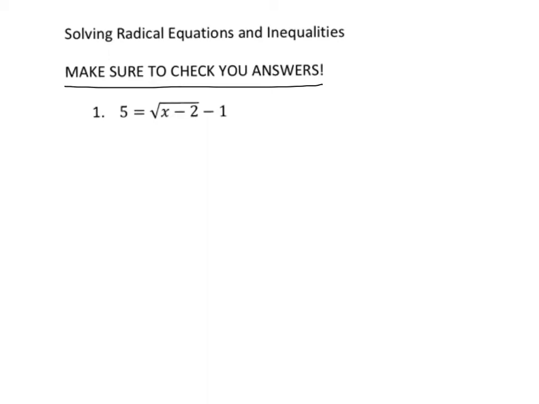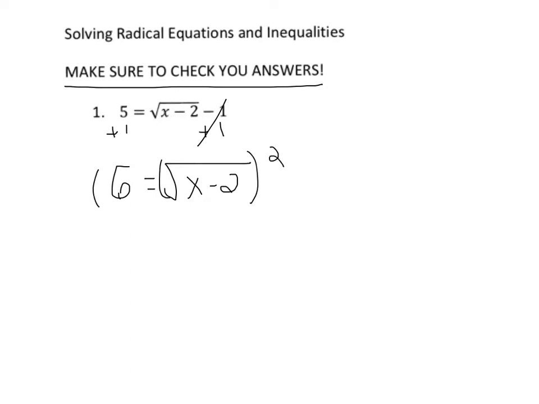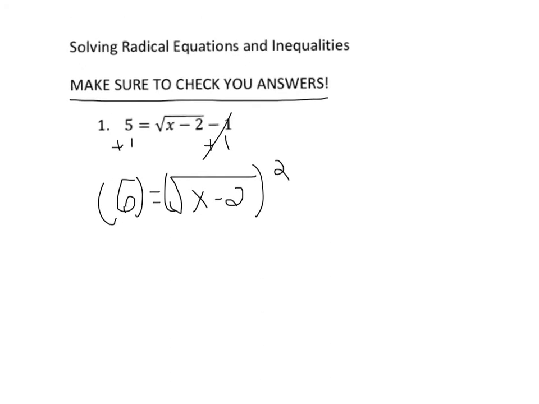So, in the problem below, 5 equals the square root of x minus 2, minus 1, we are simply going to solve for x. So, our first step should be to add 1 to both sides. 5 plus 1 is 6. And on the other side, I'm left with the square root of x minus 2. Now remember, the opposite of square rooting is to square both sides. Once we do that, we have 6 squared, which is 36.